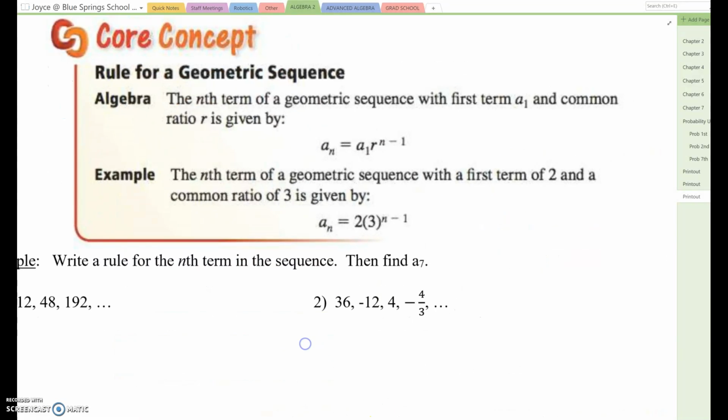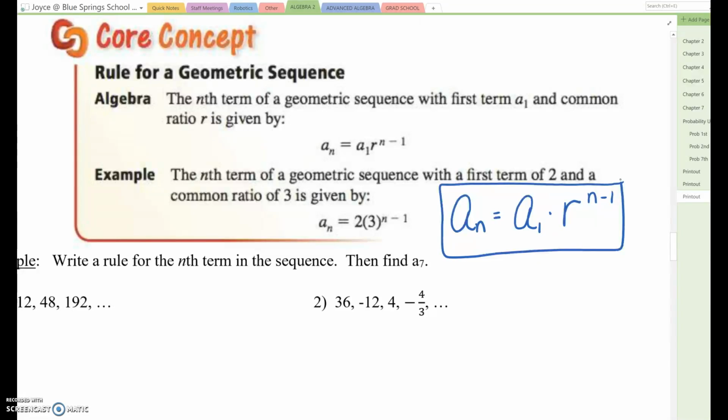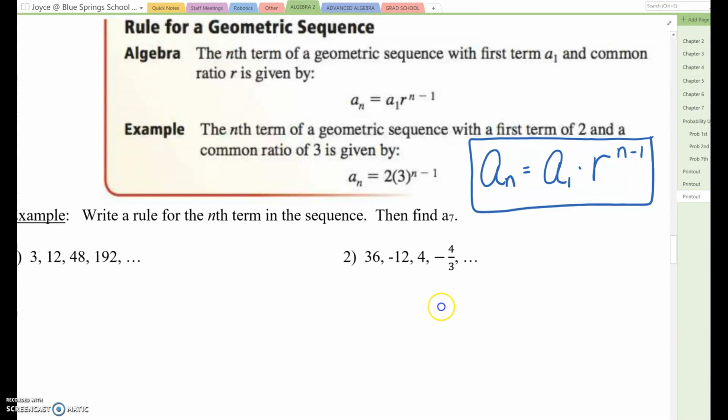The formula for geometric sequences is an exponential growth formula. The nth term is the first term times the common ratio raised to the n minus 1. This one doesn't have parentheses, so we don't have to distribute, we don't have to simplify. If you know your first term and your common ratio, you drop it into the formula and then you're done. So geometric formulas are sometimes easier than arithmetic because they involve less work.